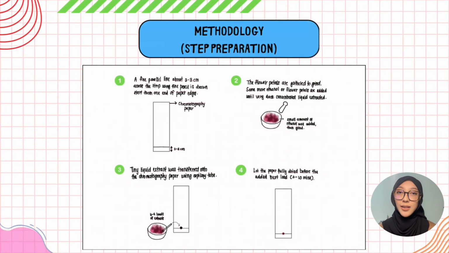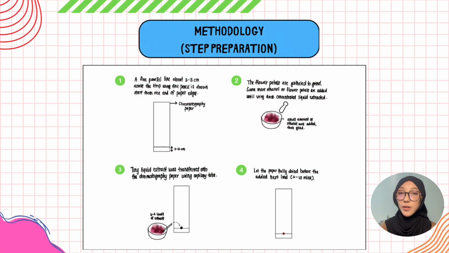Hi, I'm Humaira. For the methodology part, I'm going to explain to you one by one the preparation steps needed to find the flower pigments using chromatography paper. First, a fine parallel line about 2 to 3 cm across the strip is drawn straight, using a fine pencil, from one end of the chromatography paper edges.